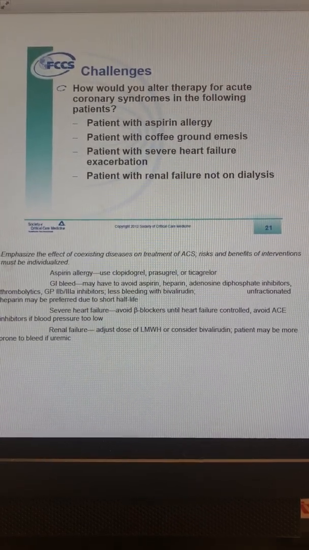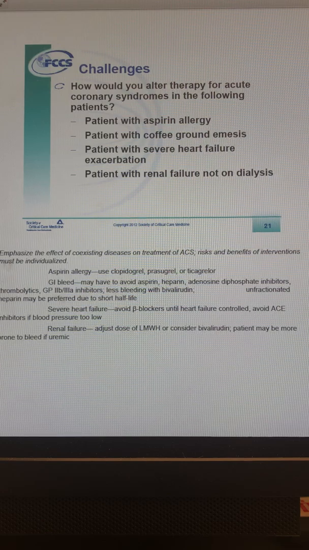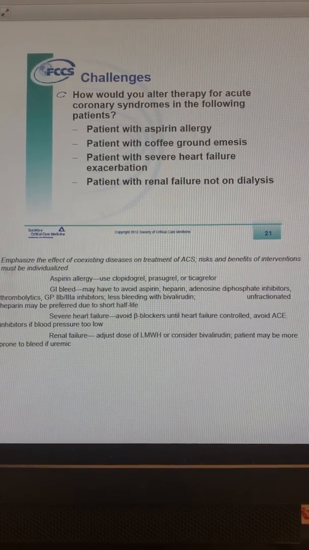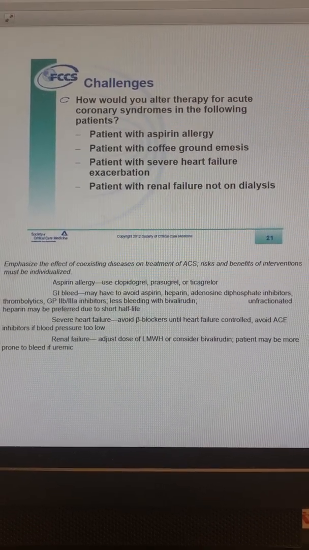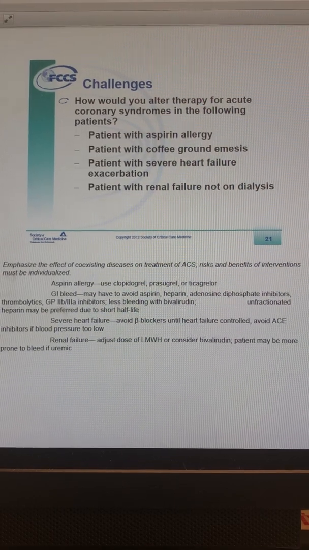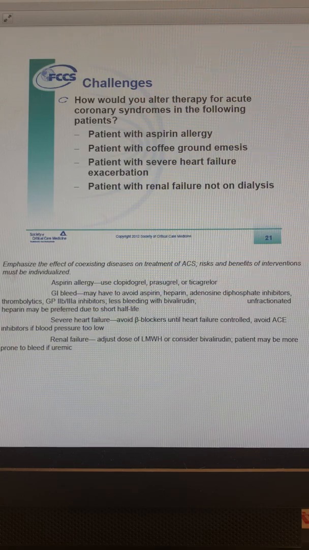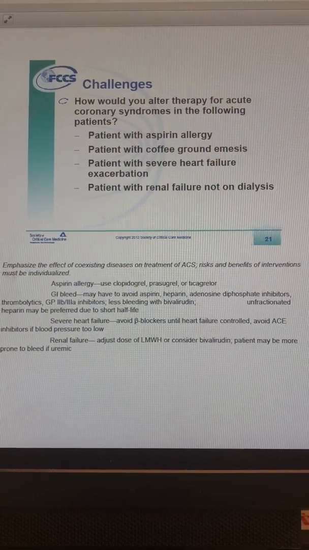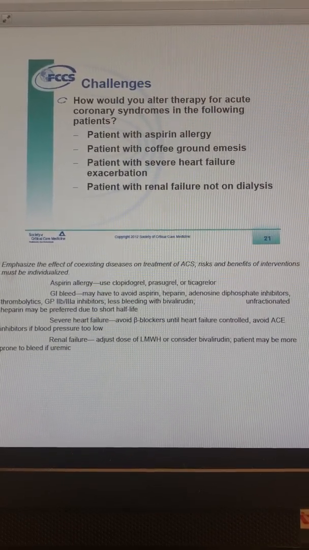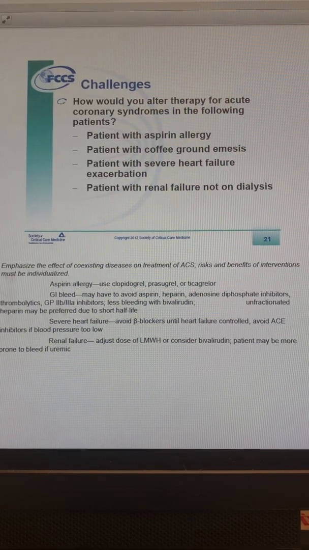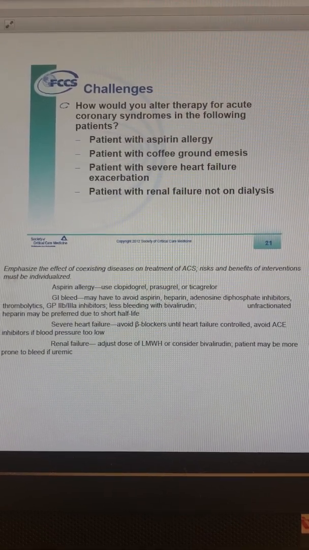So how about patients with severe heart failure exacerbation? So these patients, putting them on beta blockers might be tricky, or even putting them on ACE inhibitors. So you want to avoid beta blockers if they have clinical heart failure, if they're really out of breath, pulmonary edema. And if their blood pressure is low, you want to avoid ACE inhibitors.